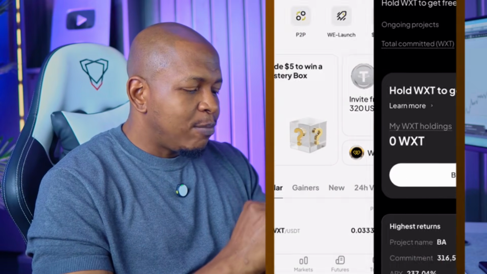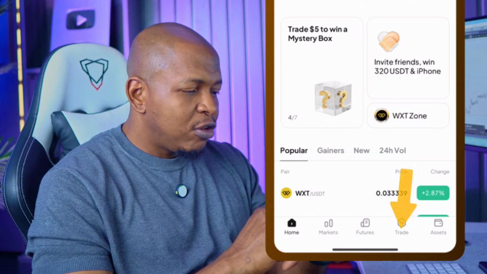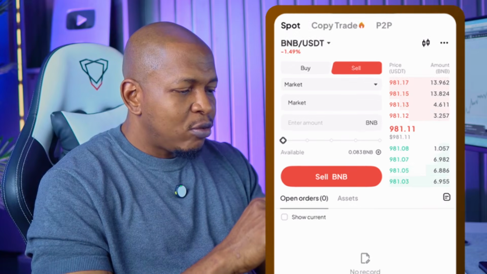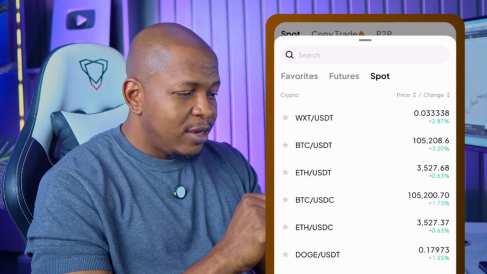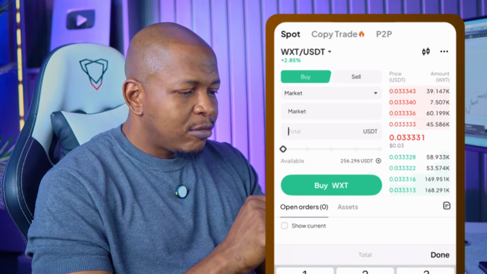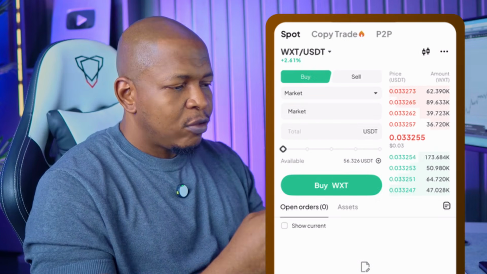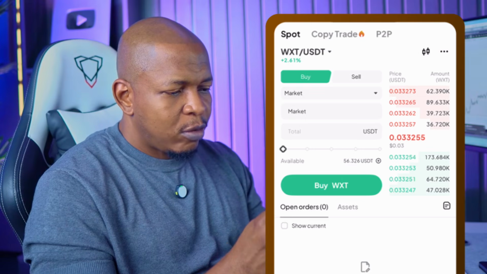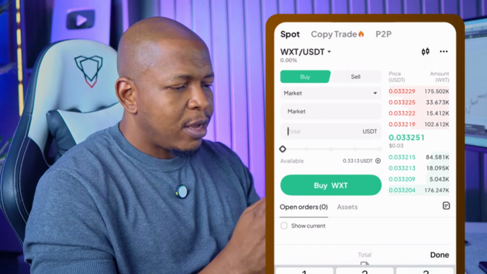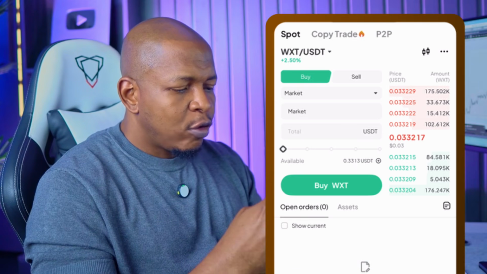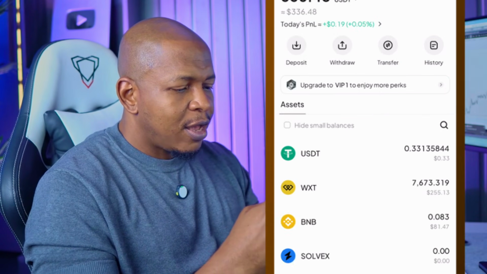To do that, it's simple. Go to trades, which is your spot. I have some USDT, so I want to trade WXT, which is the Weex coin, and I can buy some of them using my USDT. So let me buy more WXT. So let me buy with the rest of the money I have. So buy WXT.